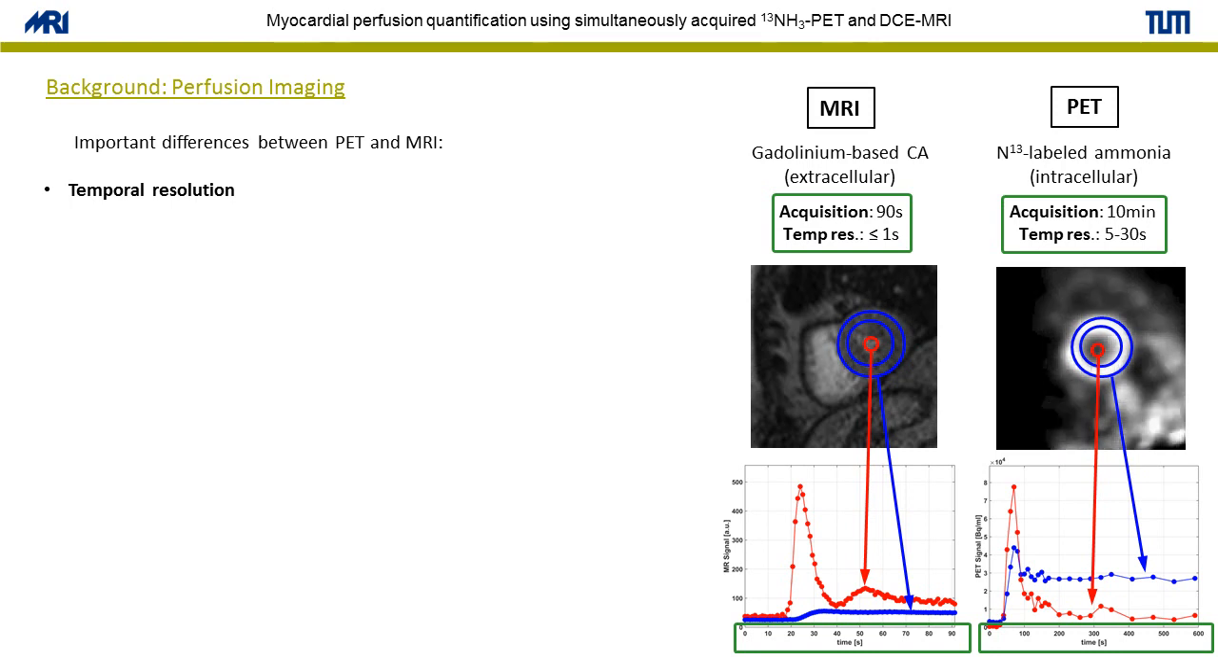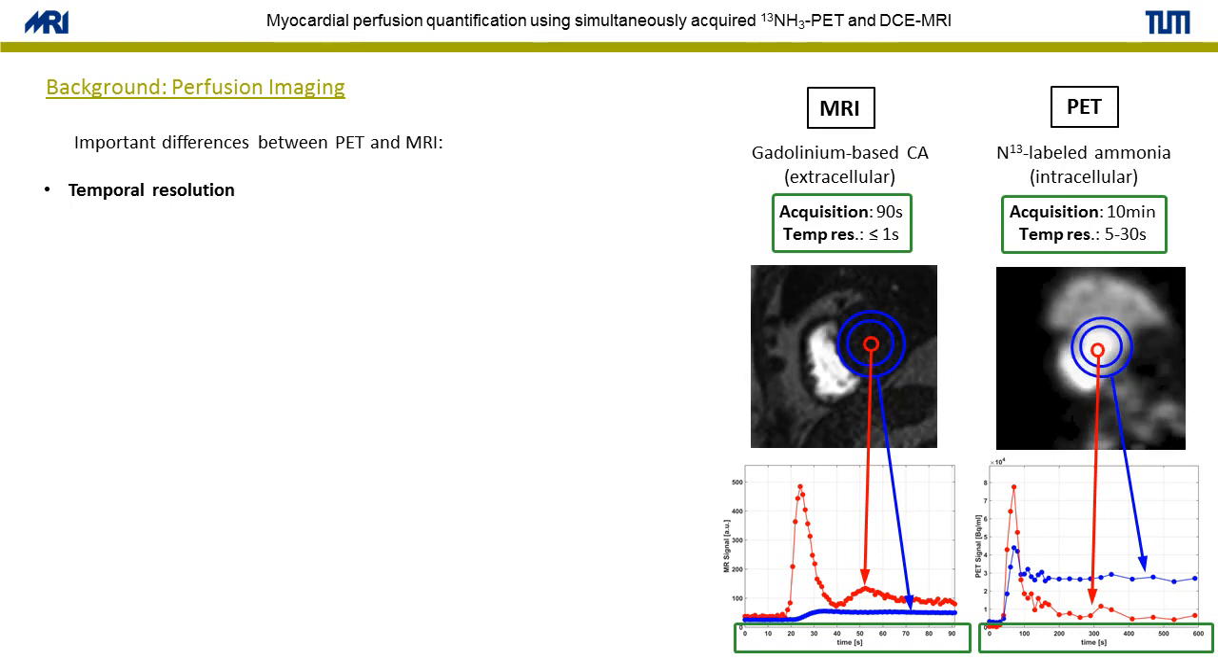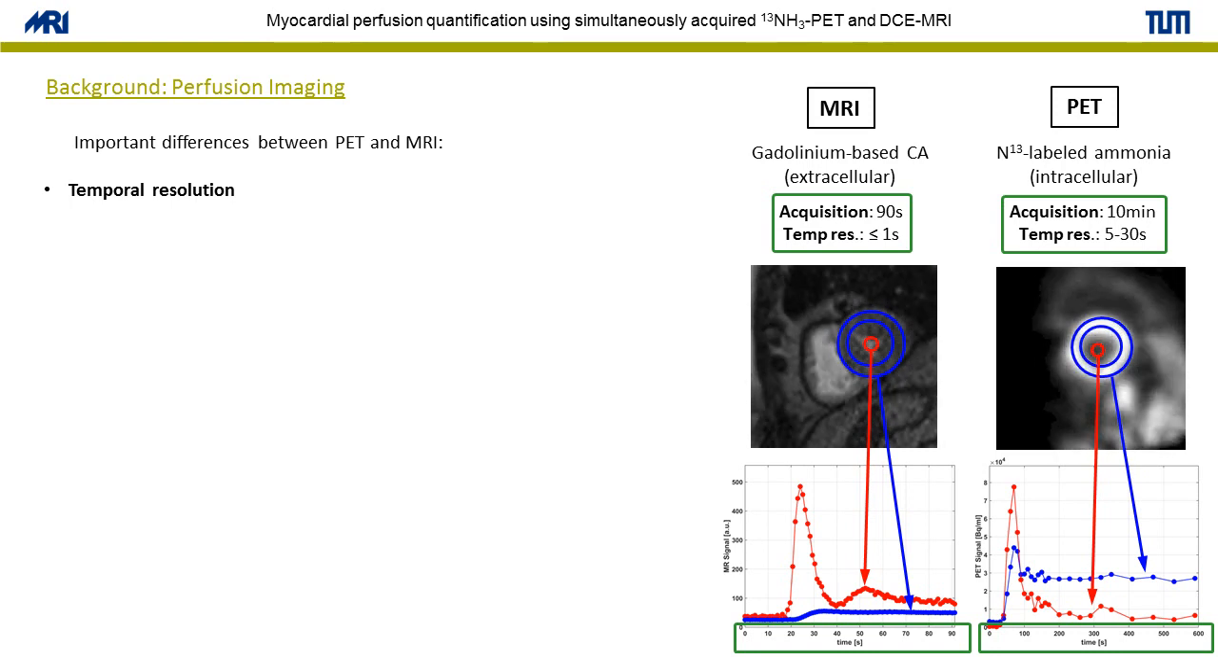One of the two major technical differences between PET and MRI imaging that this paper focuses on is temporal resolution. As shown on the right, MRI usually achieves temporal resolutions on the order of the patient's heart rate, which means it's either 1 second or higher. PET, on the other hand, can only achieve temporal resolutions of 5, 10 to 30 seconds with acceptable SNR.